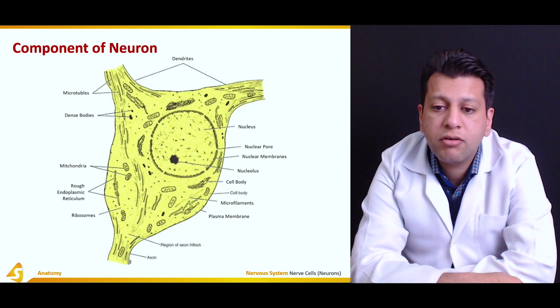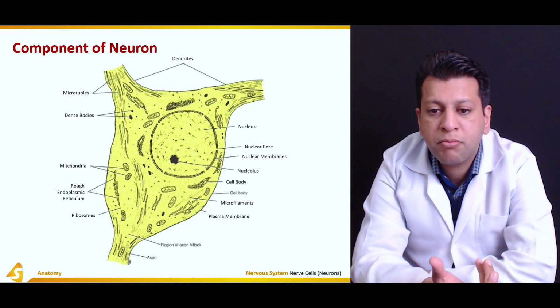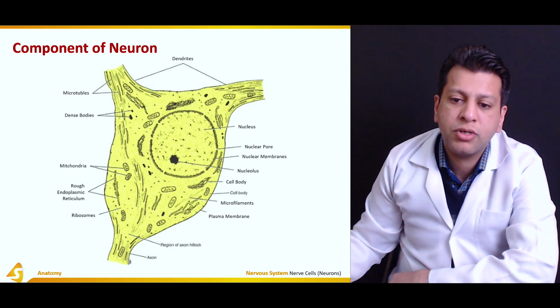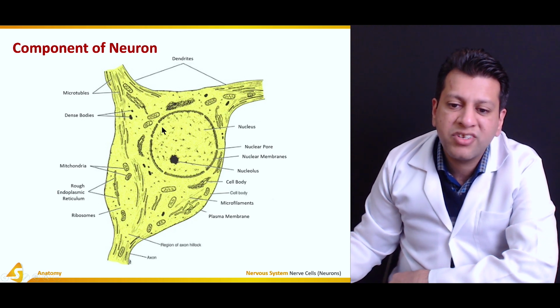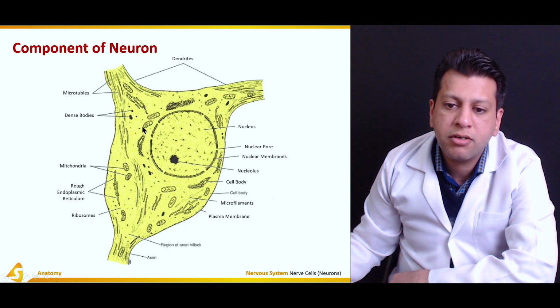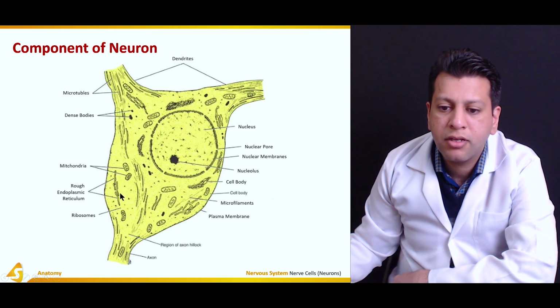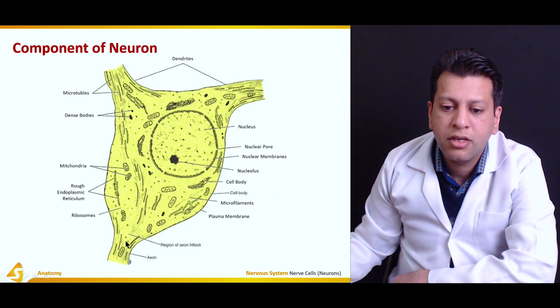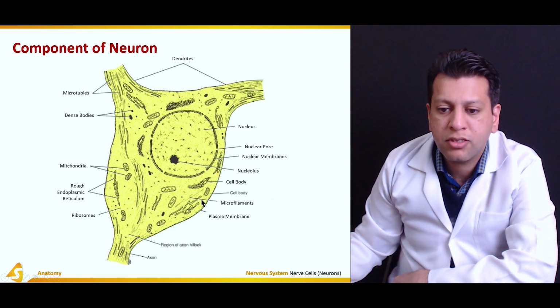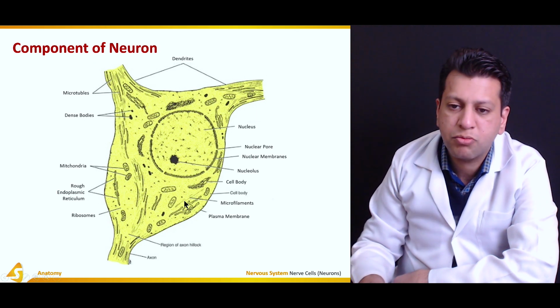This is a high definition view of a classical multipolar neuron, showing a cell body. As you can appreciate, these are the dendrites of a multipolar neuron. This is the nucleus, which is usually centrally placed, and this is the nucleolus containing chromatin. These are the mitochondria, this would be the smooth endoplasmic reticulum, and the rough endoplasmic reticulum, labeled over here. Then this is the region of the axon hillock, where the cell body ends and the axon starts. It also shows the microfilaments, which have a role in axonal transport.